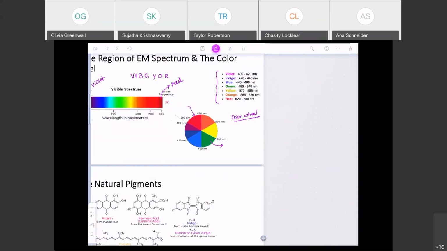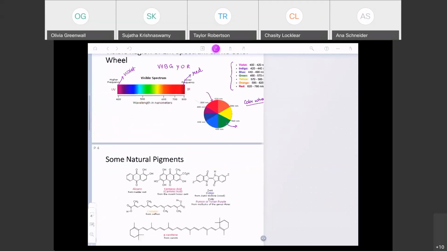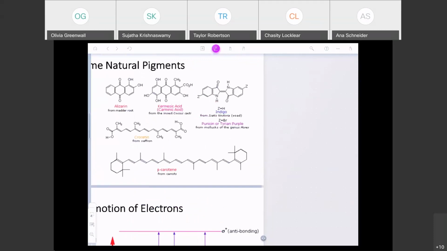So if we can find the maximum wavelength of light an object absorbs, we can say what color it will emit. And so we know the color of the object, or we can predict the color of a given object, or we can confirm the color of an object. Okay. Here are some natural pigments. They all have colors, but that's not my goal here.